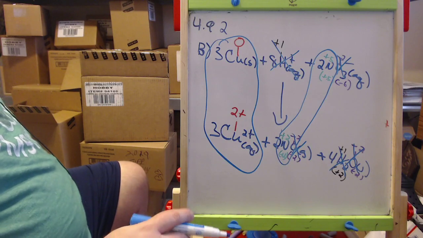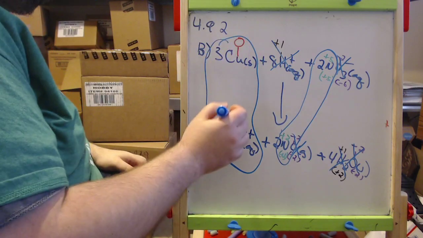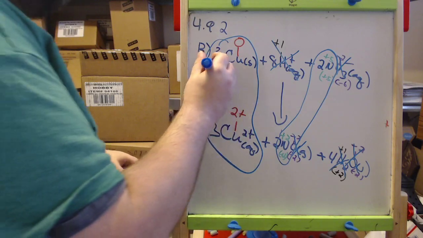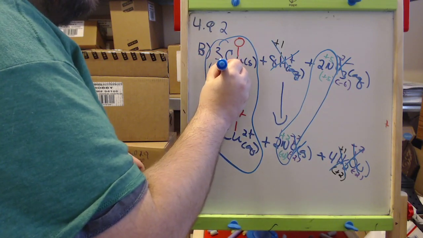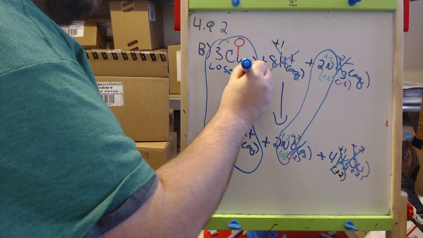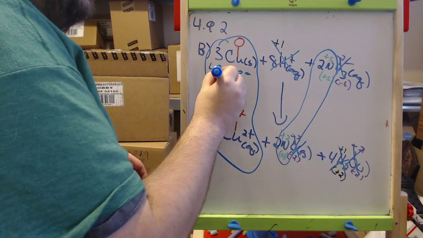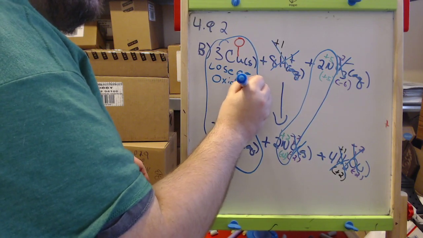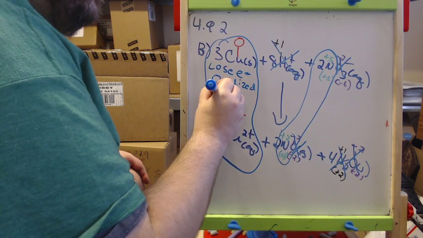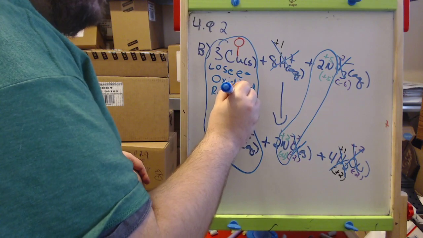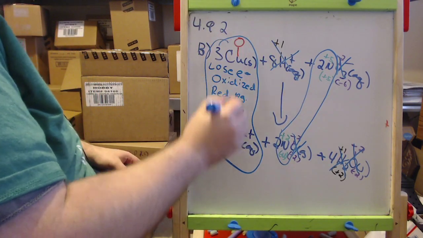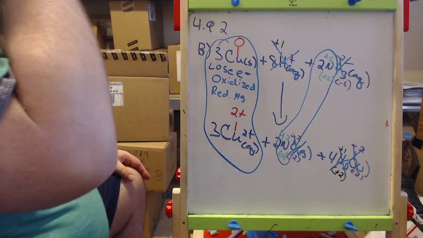So what happened? Copper went from 0 to +2. It went from 0 and became more positive. It had to lose electrons to do so. Therefore, it was oxidized, and therefore it is the reducing agent. It went from 0 to positive, so it had to lose negatives.